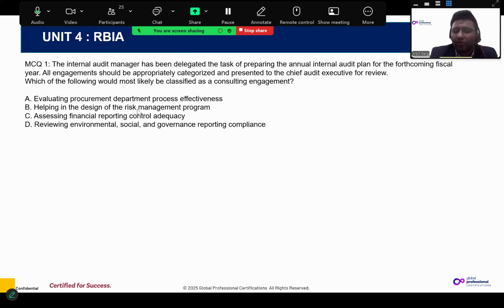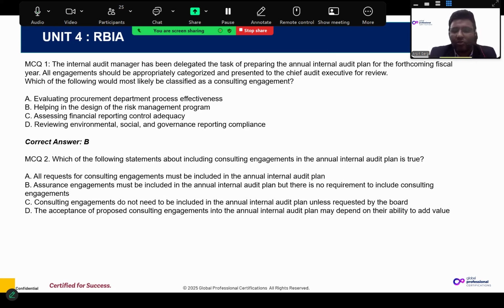Helping in design of the risk management program. While design is consulting, right? Of course, it could impair independence, but that is a separate topic. Design, install, implement is what? These are all part of your consulting engagement, right? So B is the right answer. Next question on the screen, please.